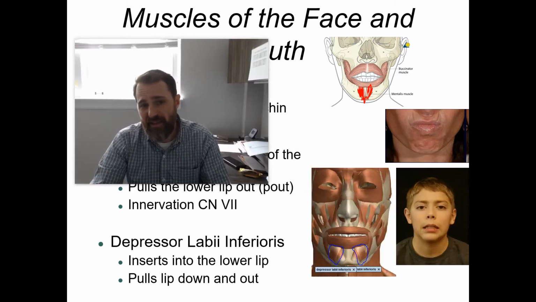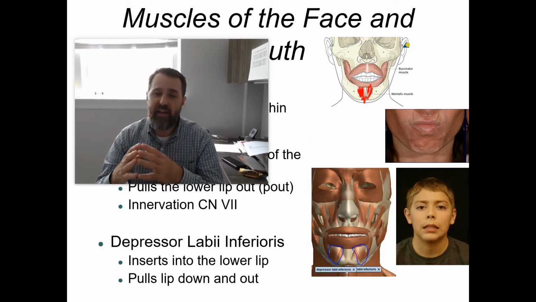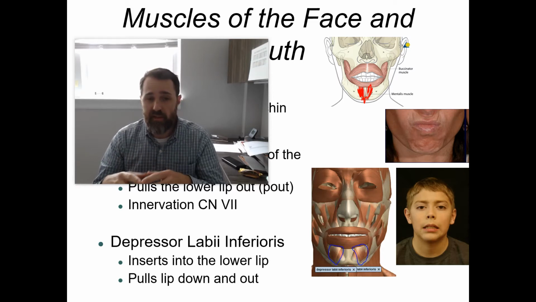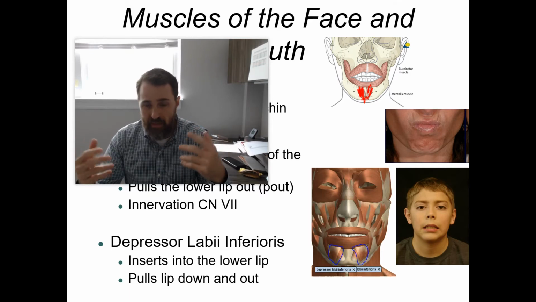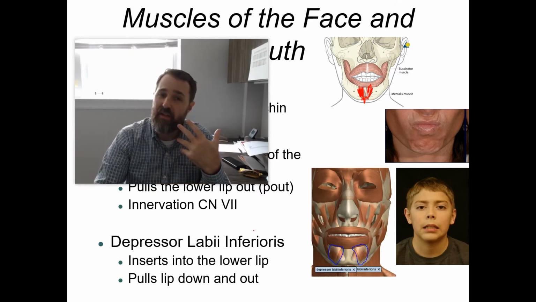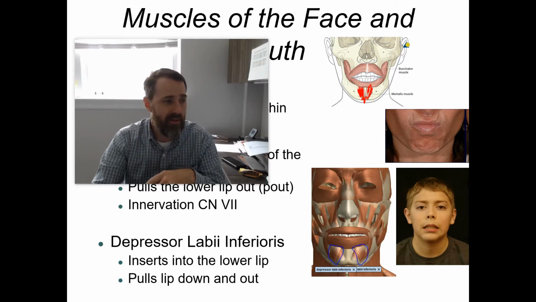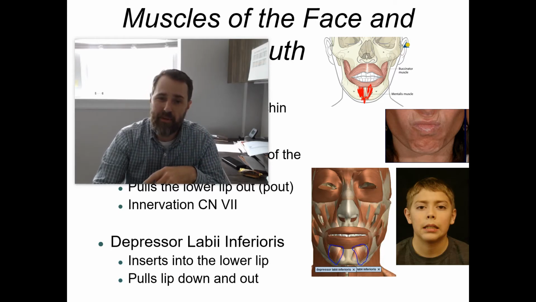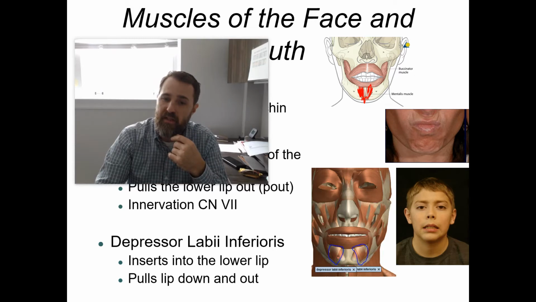The next muscle is the depressor labii inferioris. So we talked about the levator labii superioris. This is the muscle that opposes it. This is the muscle that depresses the lower lip, depressor labii inferioris. And you can see it's going to originate down here on the bottom of your mandible, near your chin, and it reaches up to insert into the lower lip.